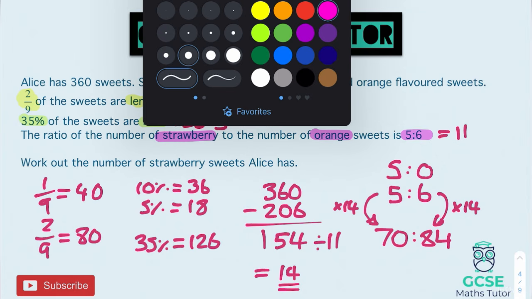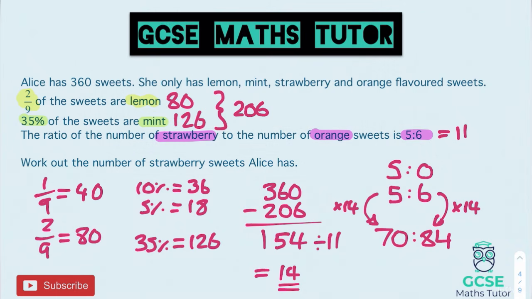So looking back at the question, what did it ask for? It said the number of strawberry sweets that Alice has. Strawberry was the 5 parts, which was the 70. So our final answer for that question was 70. There we go. Right, let's have a look at one more type of question.